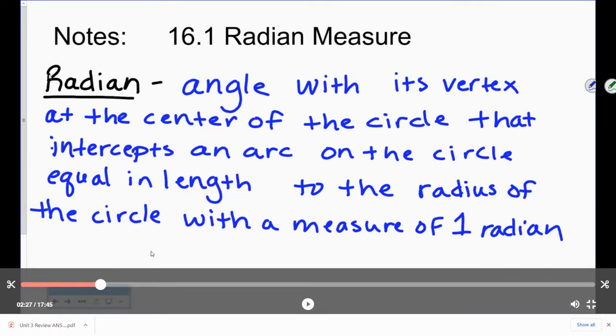All right, so we have our definition for a radian. We talked about last week how we could convert, or we did not talk about converting. We changed on our calculators the mode to degrees instead of radians. So now we're going to start talking about what radians are. So a radian is an angle with its vertex at the center of the circle that would intercept an arc on the circle equal in length to the radius of the circle with a measure of 1 radian.